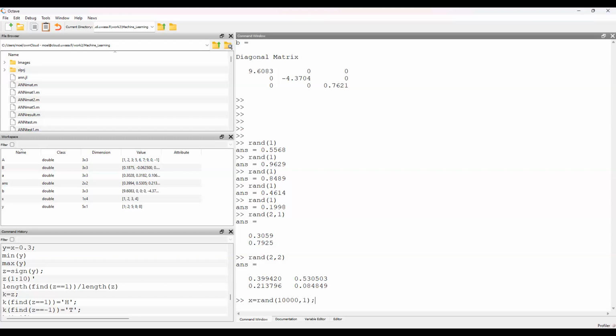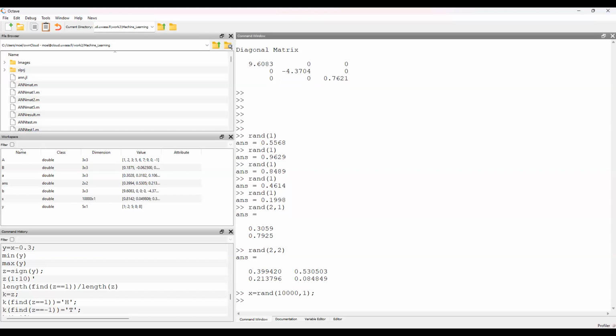So I will put a semicolon here because I don't want to see them on the screen this way. So now x is a vector consisting of 10,000 elements. Each number is random from 0 to 1. Okay, what is the probability that x will be less than 0.5? Or how can I allocate those which have less than 0.5?